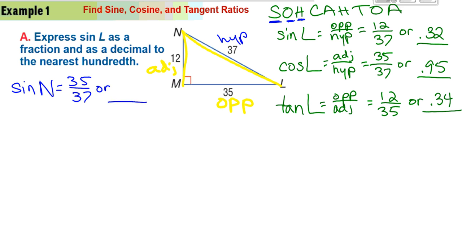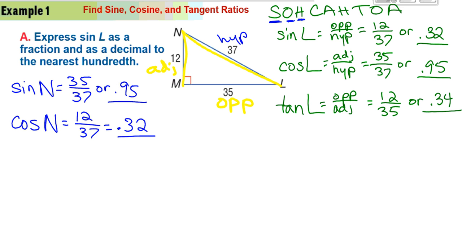Or, if you look carefully on your paper, you have that as a decimal already. 35 over 37 is 0.95. And then the next one is the cosine of capital N. And the cosine is the adjacent over hypotenuse. And so the adjacent side is 12, and the hypotenuse is 37. And so that one is 0.32.